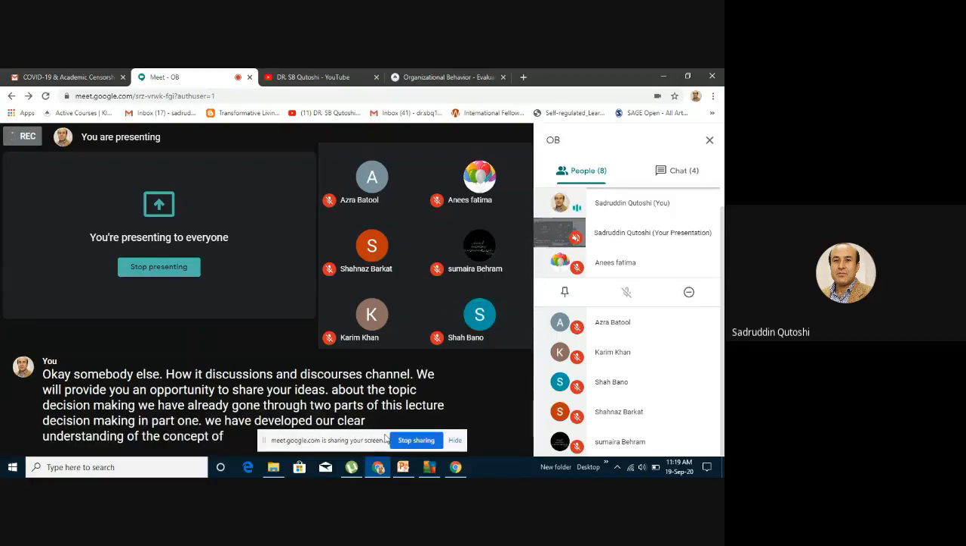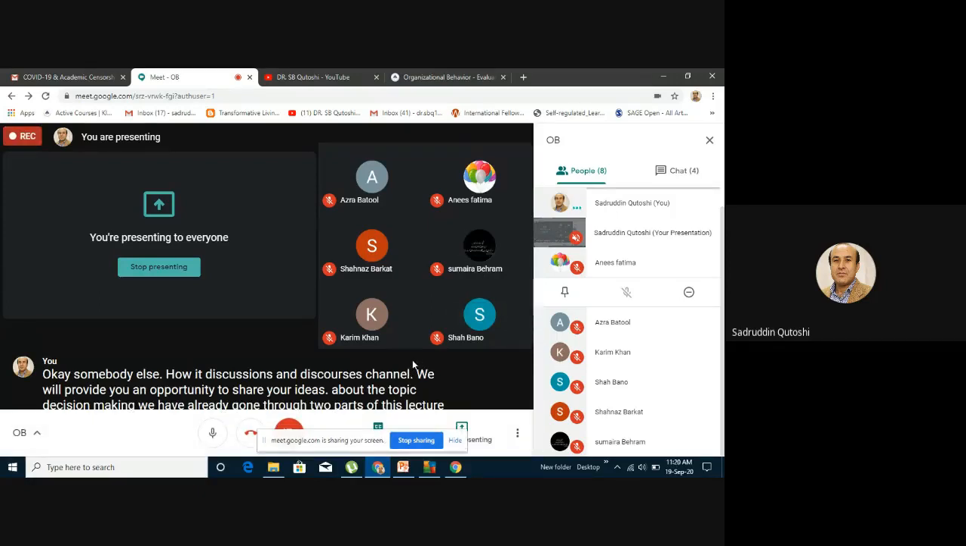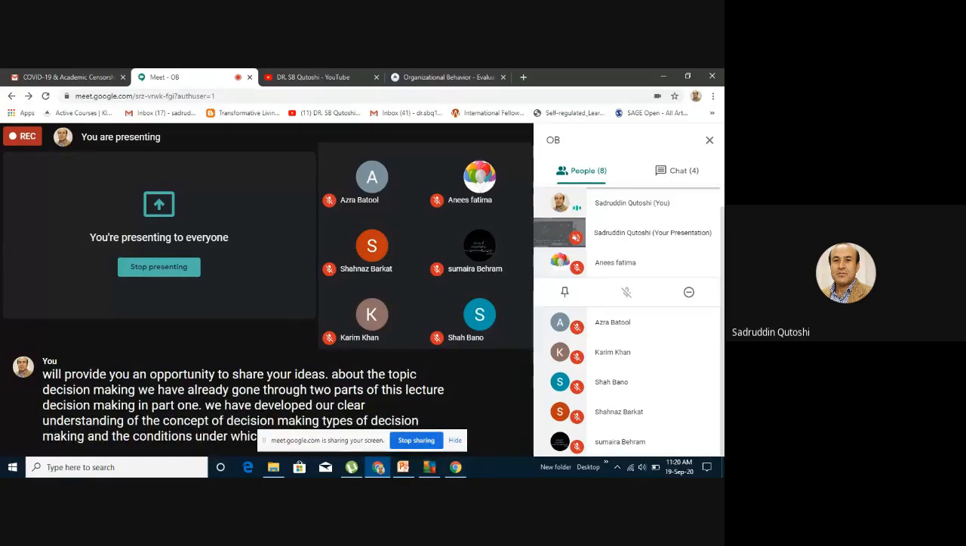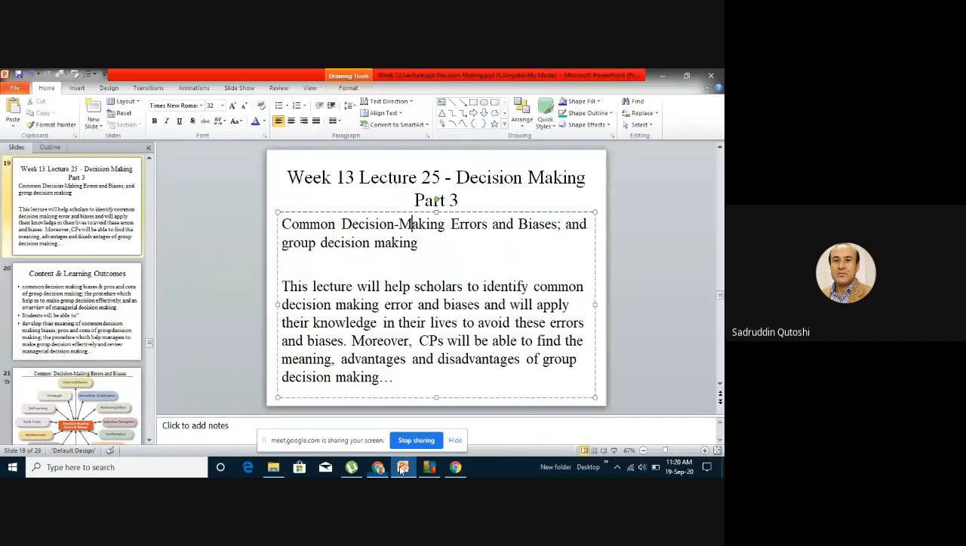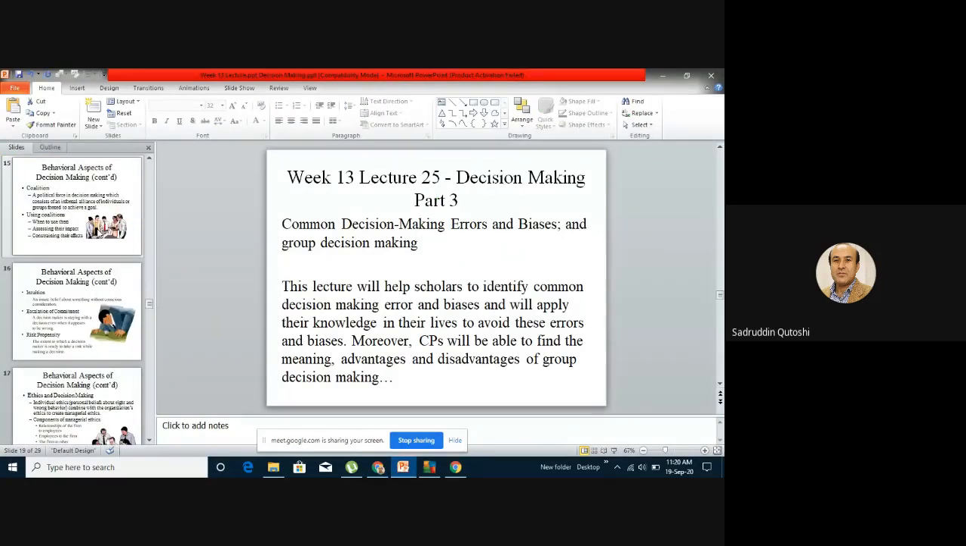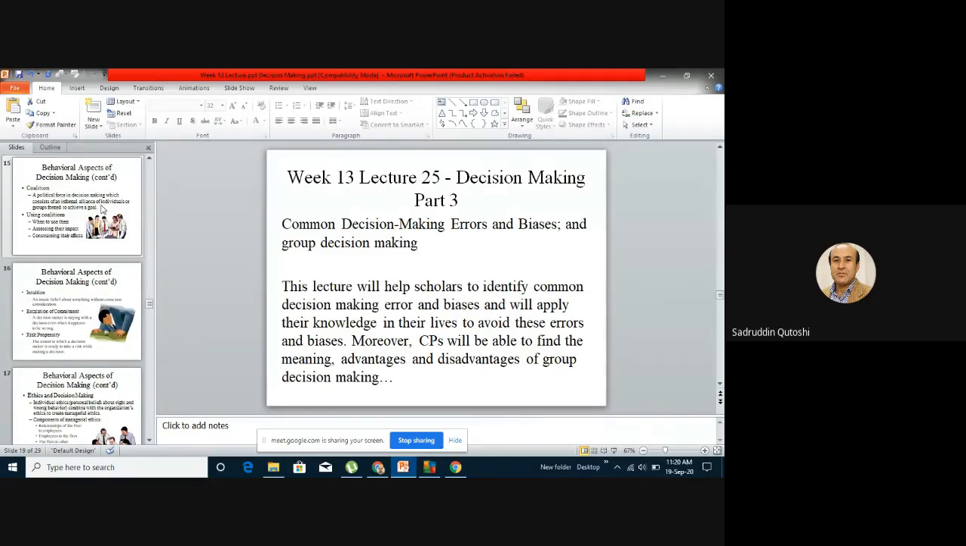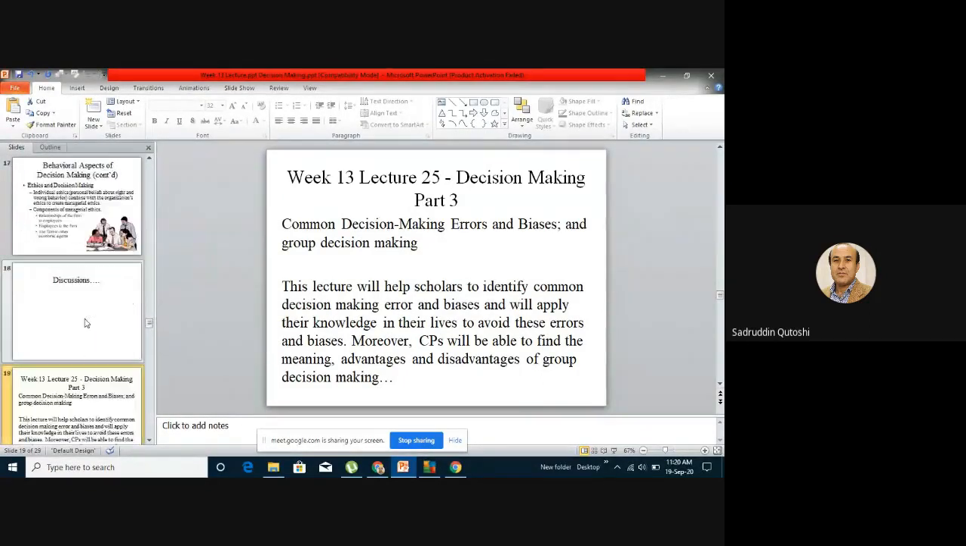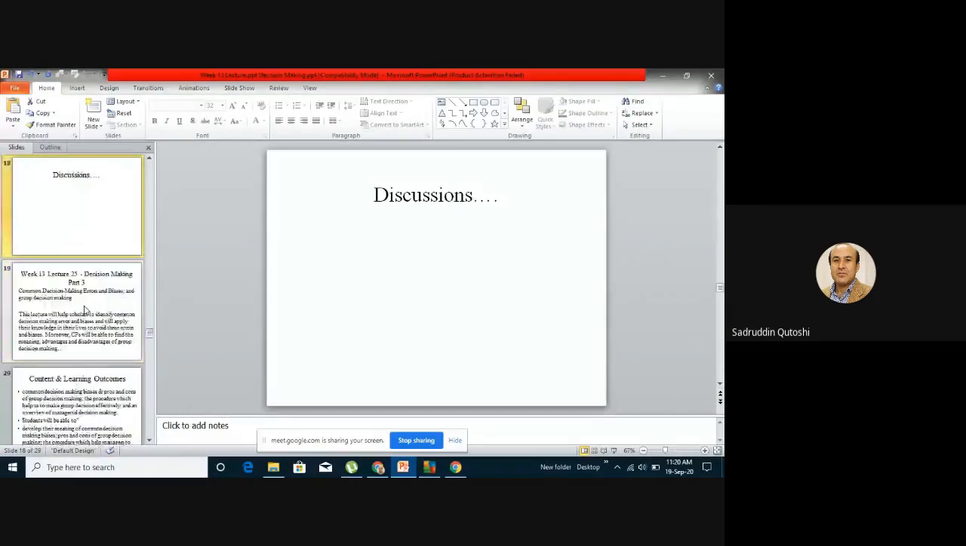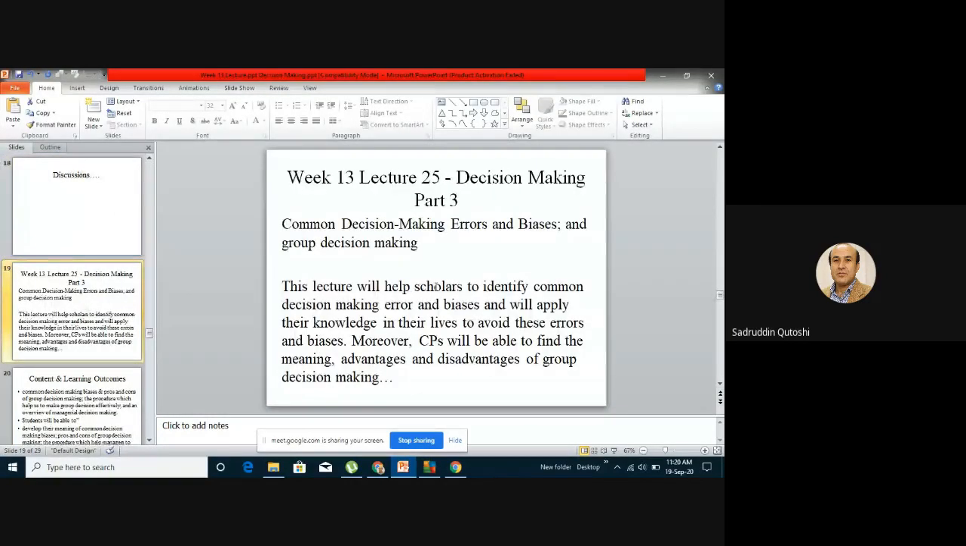Making, types of decision making, and the conditions under which we take decisions. In part 2, we have gone through details of decision making, in the sense of the behavioral aspect and the rational aspect of decision making, and we have thoroughly developed our clear understanding of which approach, behavioral or rational, is suitable in the context of an organizational setting.